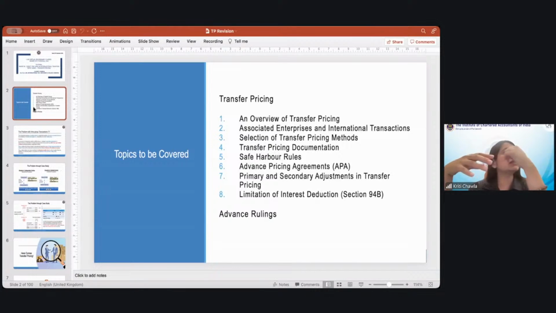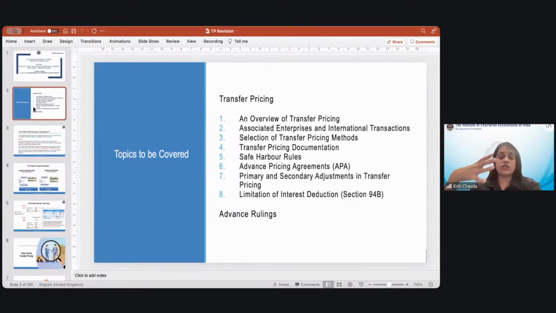I do understand that this is the time you might be in revisionary mode, and this is something very basic, but nevertheless, I'd like to allocate a few minutes to understanding what exactly transfer pricing is. And then we will go into technical topics like what are associated enterprises, what is an international transaction, transfer pricing methods and documentation, safe harbor rules, APAs, secondary adjustment, and limitation of interest deduction rules. These are all the topics that have been provided in the manual also, and these are the topics that we will be touching upon.